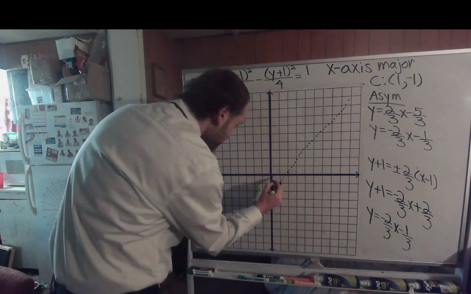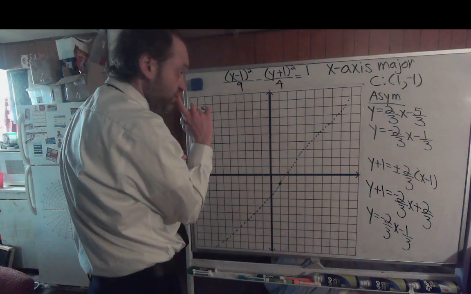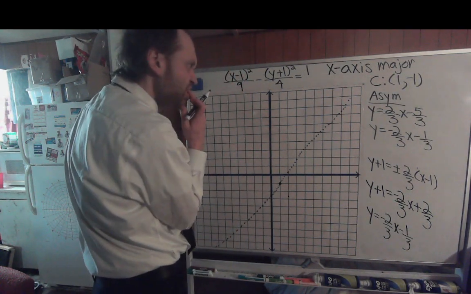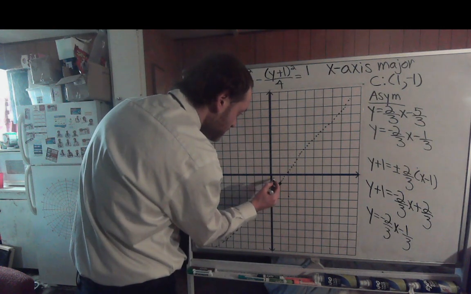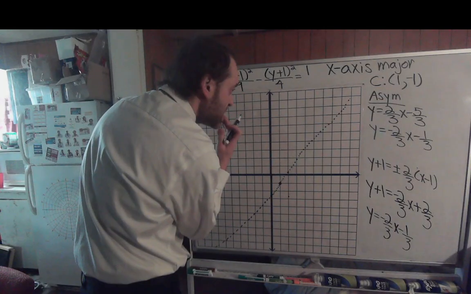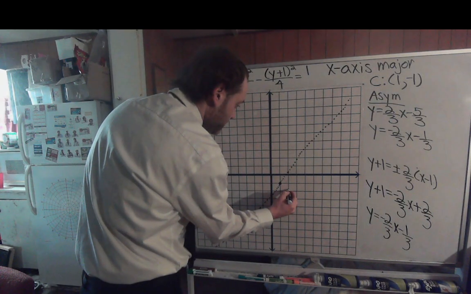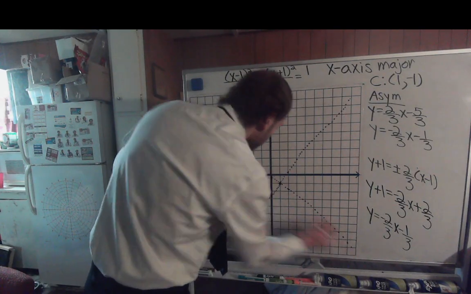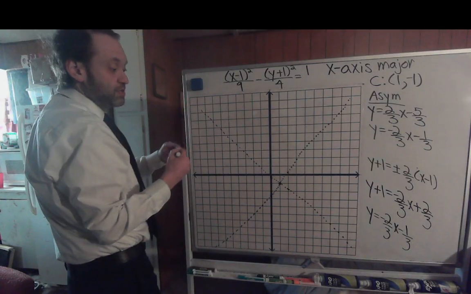So at 0, you get negative 1/3. At 1, you get negative 1. At 2, you get negative 4/3 minus 1/3, so that would be negative 1 and 2/3 rather. Excuse me, no wonder it didn't look right. So there's my second asymptote being plotted right now as we speak. And there's both my asymptotes.